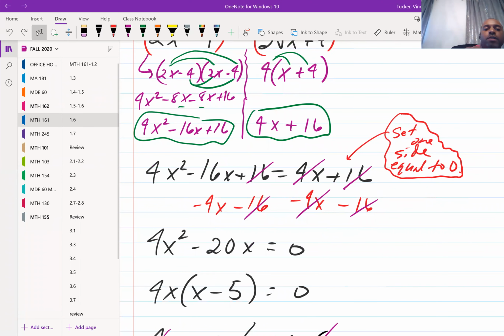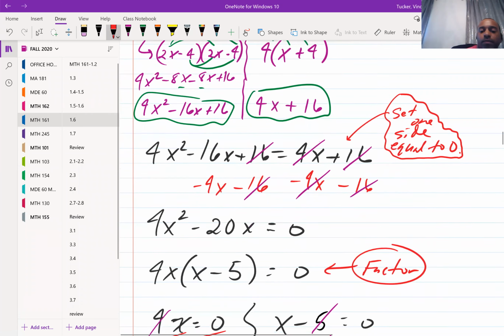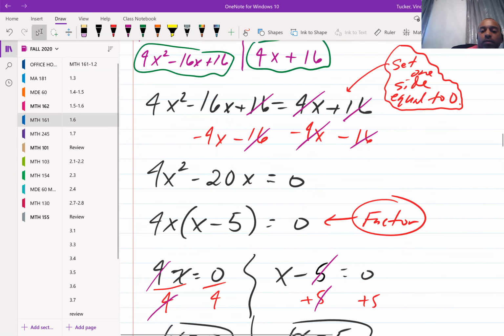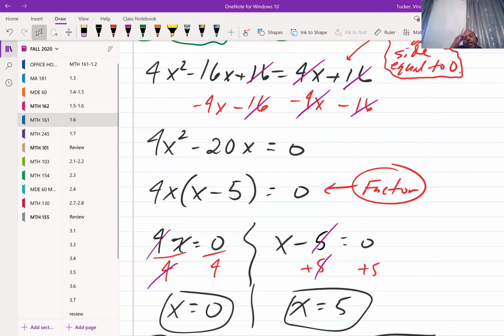We can factor now. Once you set one side equal to 0, you factor. And then we can set each piece equal to 0 and solve. So 4x equal to 0, divide both sides by 4. That is 0 as a solution. And then add 5 to both sides. 5 would be a solution.